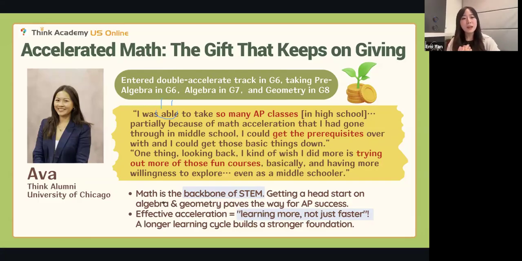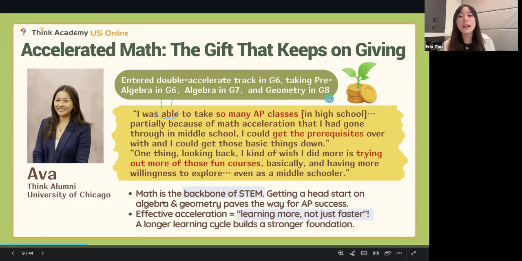So the first person I want you to meet is Ava. Ava right now is at the University of Chicago. When she was a fifth grader, she entered the double accelerated track in grade six. That means she took pre-algebra in grade six, then algebra in grade seven, and then geometry in grade eight.